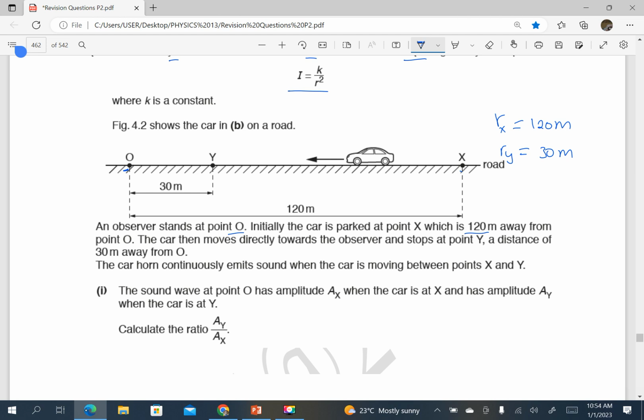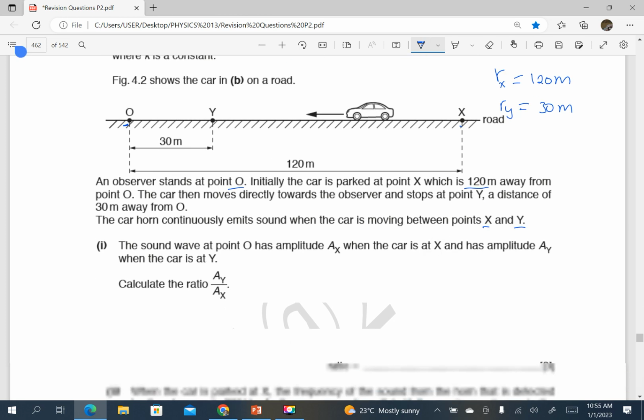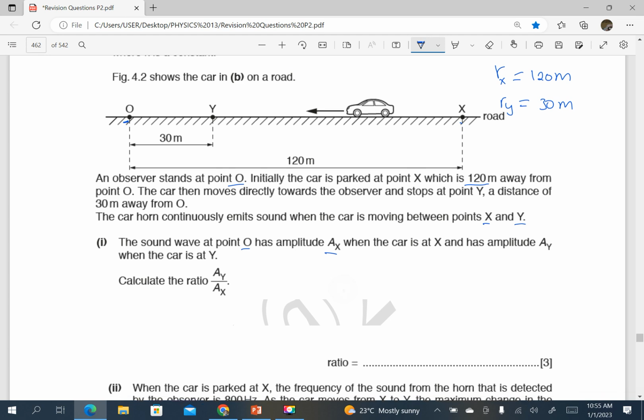The car then moves directly towards the observer and stops at point Y, a distance of 30 meters away from the observer. The car horn continuously emits sound when the car is moving between X and Y. The sound wave at point O has amplitude AX when the car is at X and amplitude AY when the car is at Y. Calculate the ratio AY over AX.